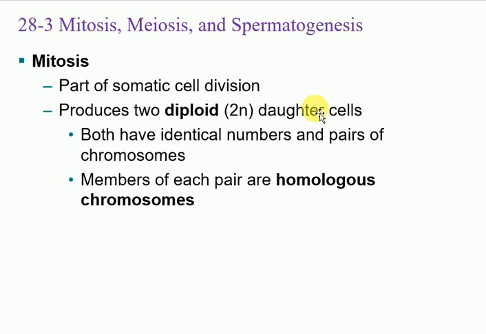Same thing. Are we following? Diploid making diploid. 46 making 46, 46, 46, 46. These are the normal body cells, and this is called mitosis. You start with 46, you make two, each one containing 46, and you make four, each one containing 46. 8, 16, 32, and so on. All of these are diploid.